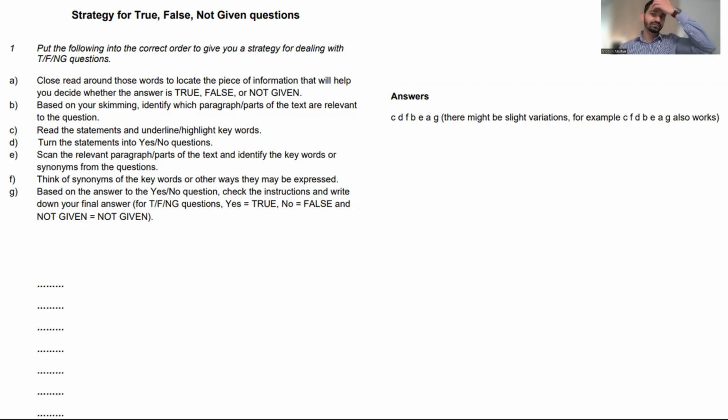If it's yes, then it's true. If it's no, then it's false. And if it's not given, it's not given. If it's not there, do not say false. It's just not given. All right. There could be a variation of how you work it out as well. For example, C, F, D, B, E, A also works.